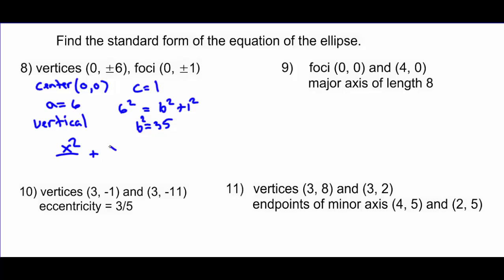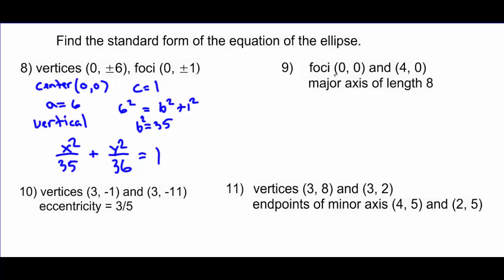We care a whole lot about b squared, right? All right, so I just wrote it this way. I included my center. It's at the origin. The only thing I have left to do is plug in the a squared value and the b squared value. Well, this is vertical, we said. A is connected to the y, so there it is, 36. And then the b squared value of 35 would be connected to the horizontal part. All right, next one.